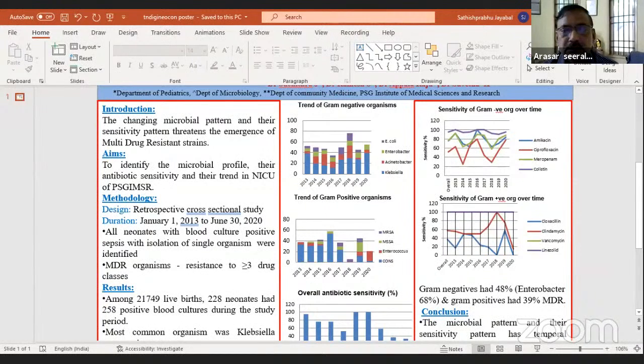Your data seems to show that from time to time, some outbreaks have been modifying your graph, with Klebsiella dominating throughout the decade. Did you compare the Klebsiella sensitivity pattern from 2013, what was the pattern, and in 2020, what is the pattern? Is it showing a difference? You have taken all the gram-negatives together for comparison and all the gram-positives together. Yes, sir. Could you individually analyze what was the Klebsiella sensitivity pattern in 2013 versus what it is now in 2020?